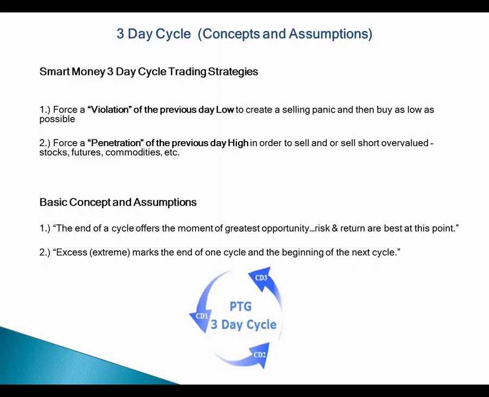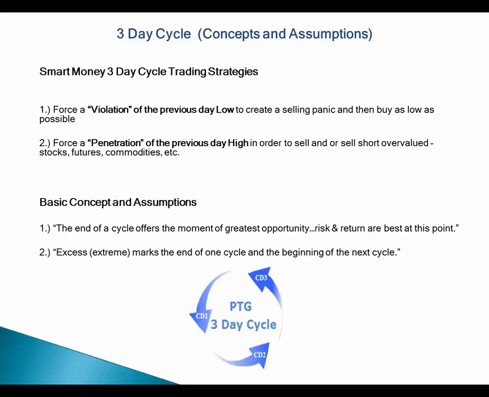So, for instance, today is cycle day 1. The goal of cycle day 1 is to find a new secure low. So what happened today, as an example? Today, they forced a break of the prior low, the cycle day 3 low, on a gap, which created a selling panic, in a sense. And they want to continue to push that as low as they can.